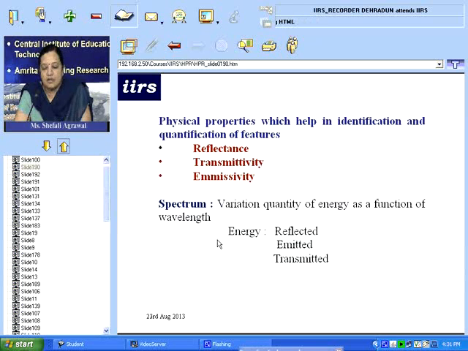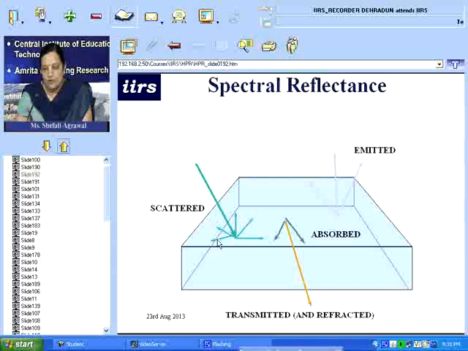Now, from this itself, if we talk about what is a spectrum, if we say electromagnetic spectrum or electromagnetic signatures, it is the variation of quantity of energy as a function of its wavelength. That is what we call a spectral signature in the entire spectrum. And what is varying? The quantity of energy can either be reflected, what we saw, emitted, or transmitted. We measure these quantities, and we analyze them, and it enables us to differentiate between different land cover features.